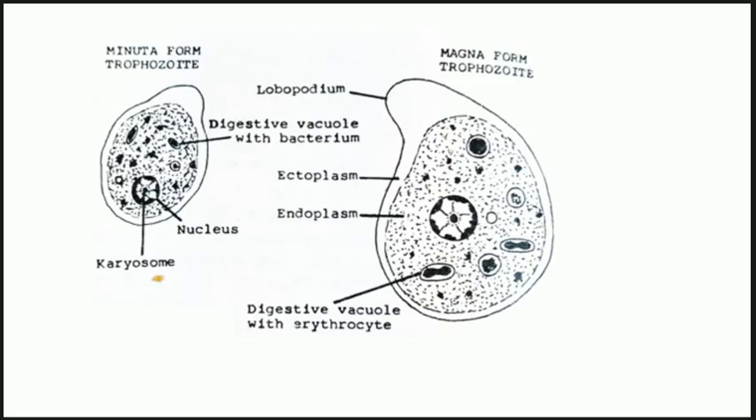So the basic difference, if you look at it, is that the minuta will have digestive vacuoles with food particles or bacteria or some other material, but you may not see any digestive vacuole containing erythrocytes or parts of tissues. Whereas in the magna, you will not see any digestive vacuoles containing bacteria or other food material, but you will see digestive vacuoles with erythrocytes or tissues.